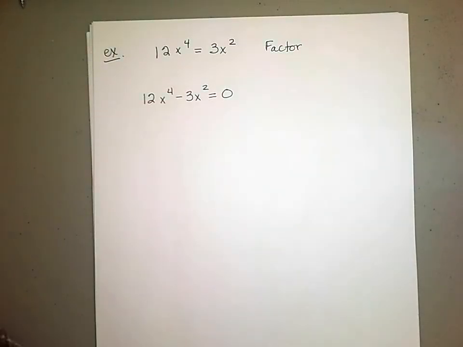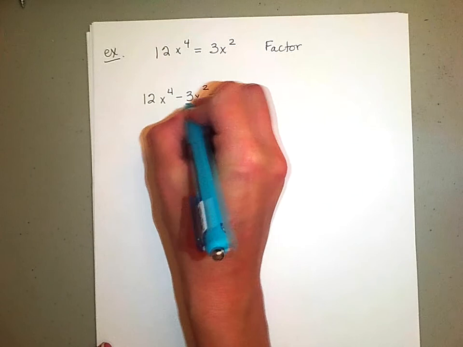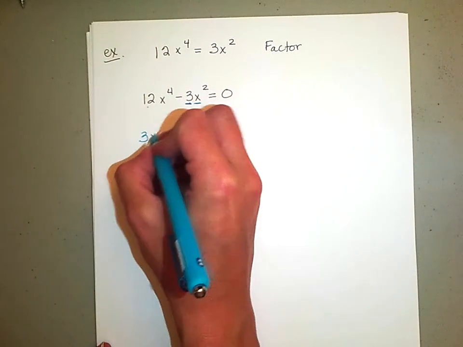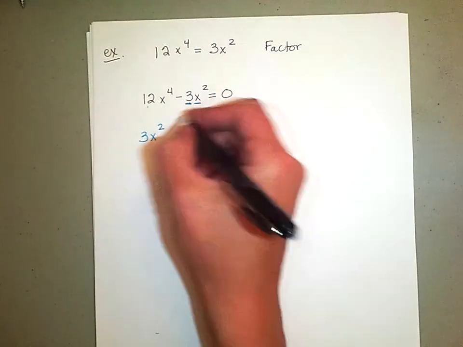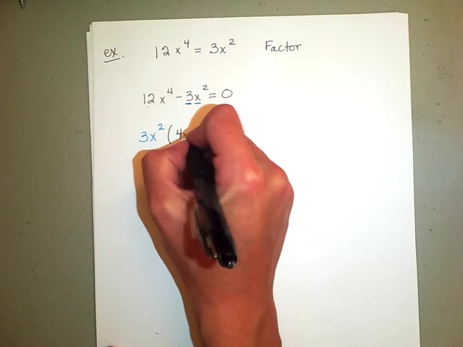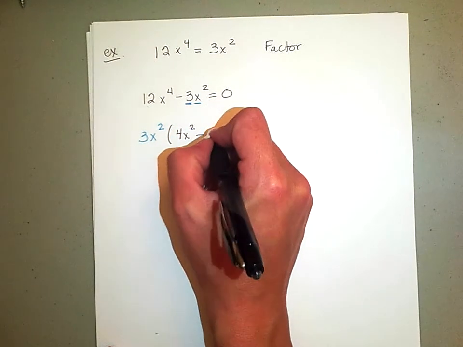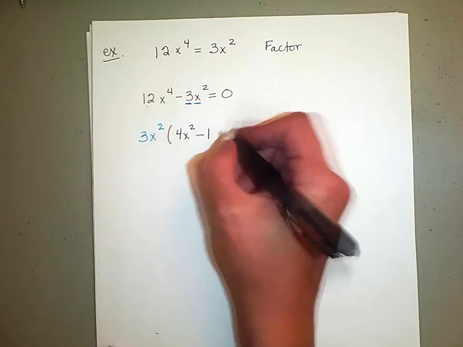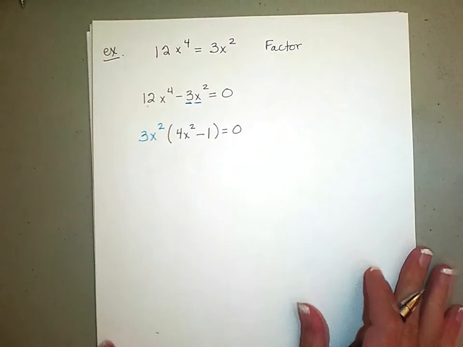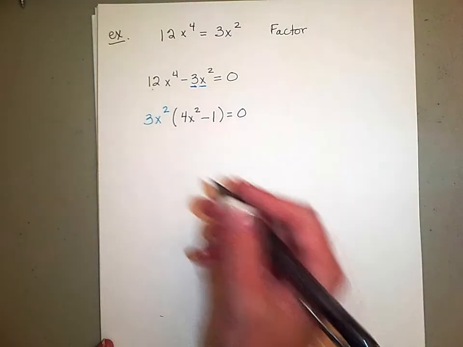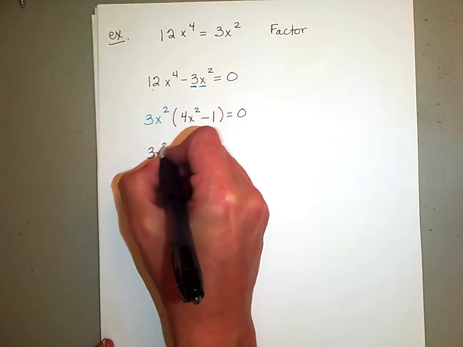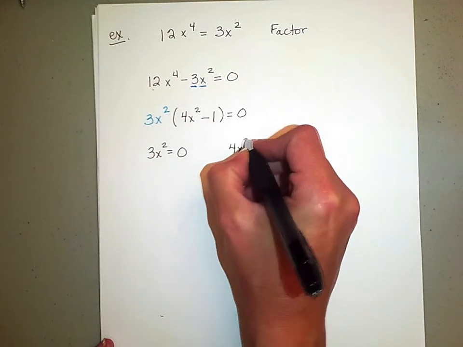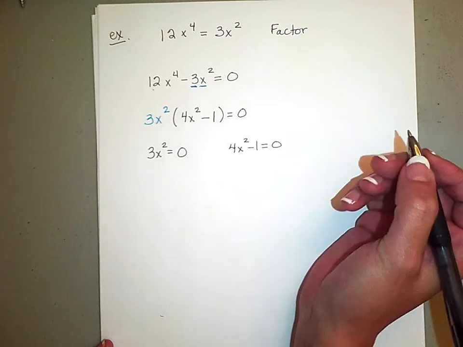We look for a greatest common factor, and that's a 3 between the 12 and the 3. I can pull that out, and I have the x squared, leaving behind 4x squared minus 1. Okay, be careful about that, because when you redistribute this through, you need that 3x squared there, equals 0. Now it's factored, so we can use the zero product property, and so either the first thing is equal to 0, or the second thing is equal to 0.